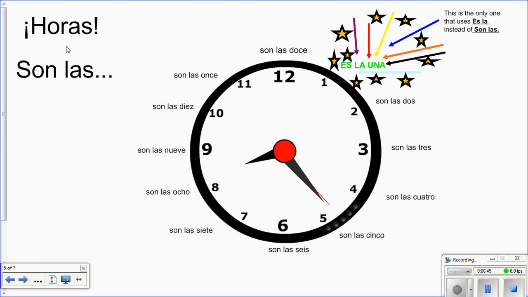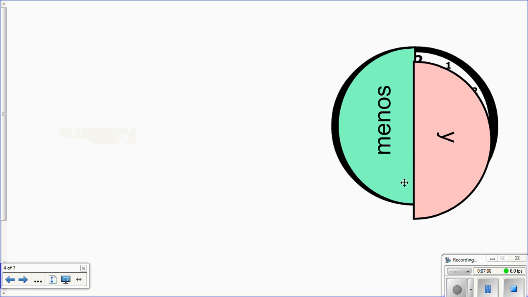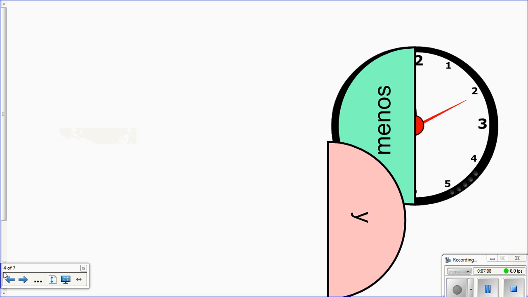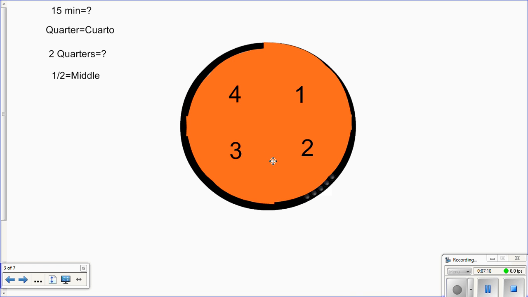So here's some more about hours. Again, I wanted to show you one more time. It's the same slide as before. Remember, es la una is the only one here, and then we're going to add our minutes afterwards. So I just showed you how to add minutes onto this. We're going to first say the hour, so es la una, and then add 15. And from the previous slide, you can see that adding 15 is simply y cuarto. Okay, and you can see that right here.